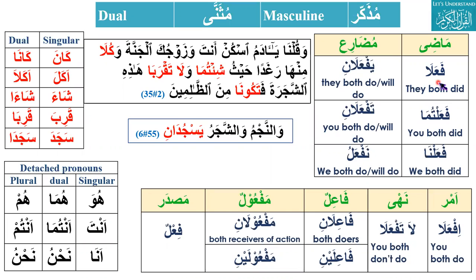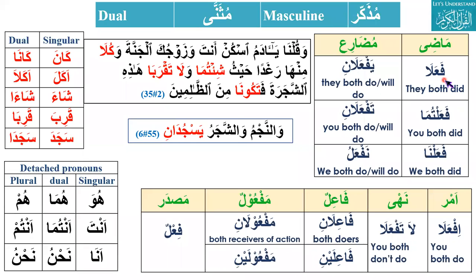Okay, Javed bhai, kana. Kana, kuntuma, kunna, yakunani, takunani, nakunu. Nakunu remains the same for dual and plural. Singular is kun, and the dual will be kuna. La takuna. Kainani. Kainaini. Makunani. Makunaini. Count. Can you please do it again?